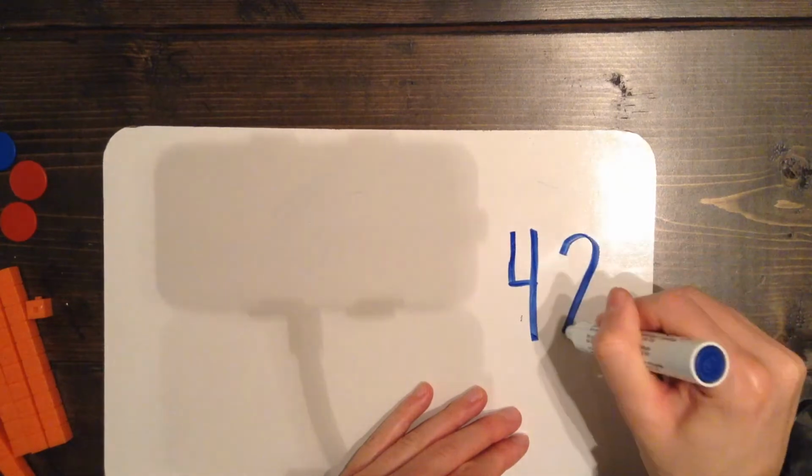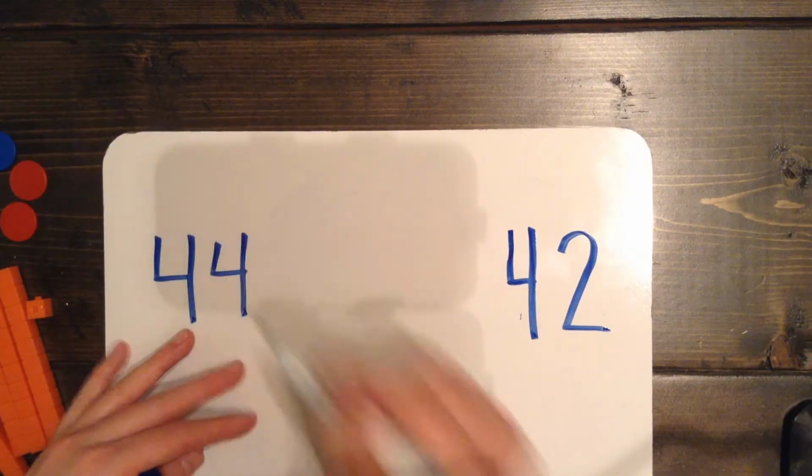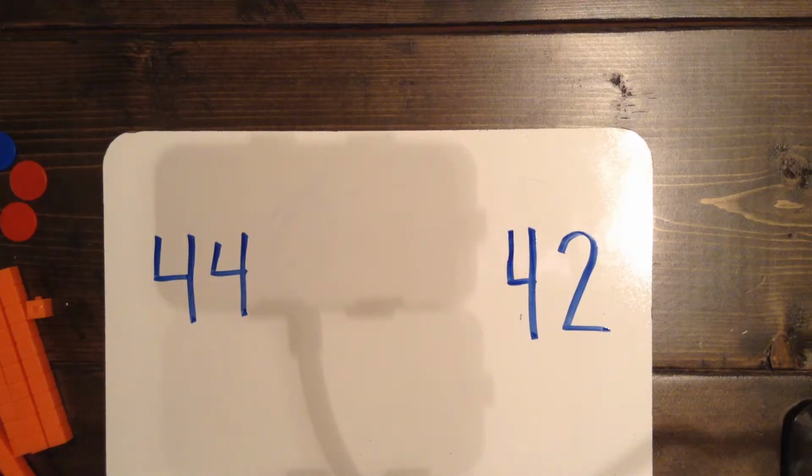Here's the number 42, and here's the number 44. Can you figure out which way the alligator's mouth will face with these two numbers? Go ahead and give it a try. Use the base 10 blocks if that helps you. If you don't have base 10 blocks handy, you can always draw a picture like this.